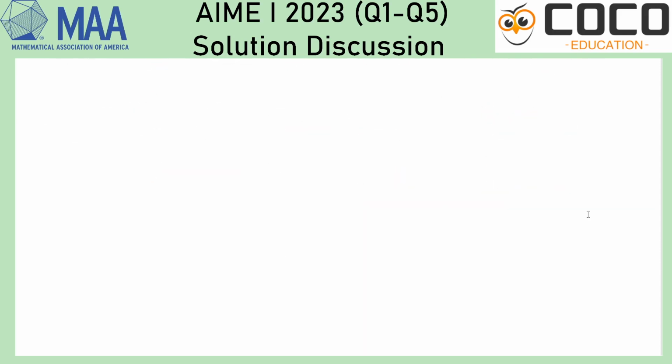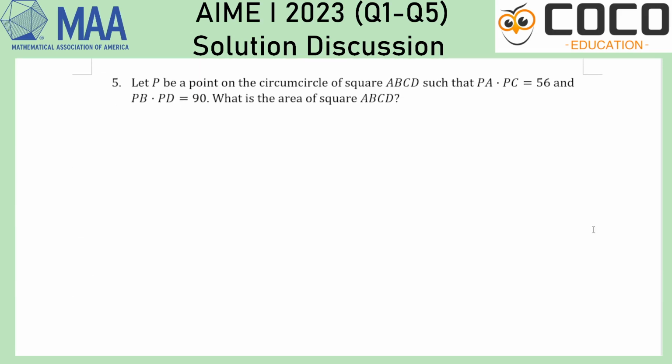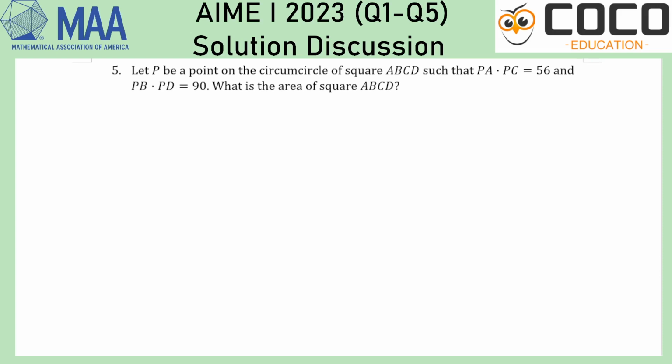Okay, so lastly for this video, we'll look at question 5, a very short question, just 2 lines, and a square and a circle. What could possibly go wrong? We'll see. Right, so P is a point on the circumcircle of square ABCD. Okay, so I have a circle. Let's draw a circle first. All circles are similar to each other, so I can always draw a circle first.